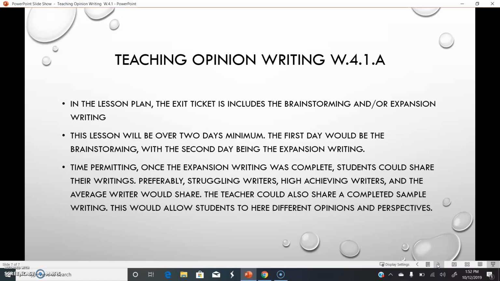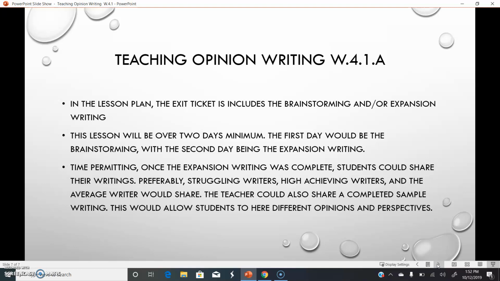Okay, so in our lesson, the exit ticket, which means I know that they're understanding what's expected of them, so we can move on to the next task that we have in the curriculum. The brainstorming and expansion writing will be read and graded. This lesson was over 2 days minimum. The first day would be the brainstorming, with the second day being the expansion writing.